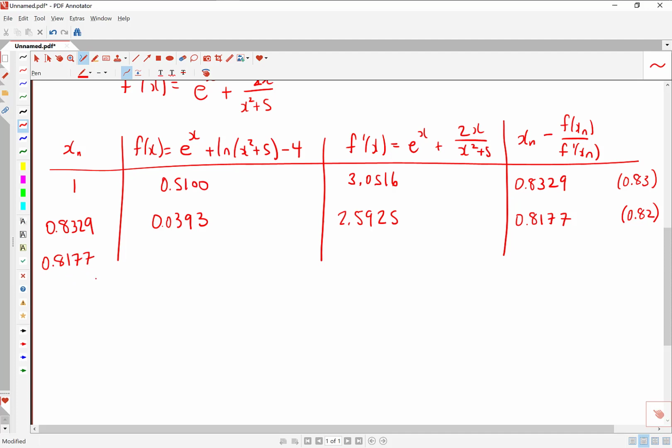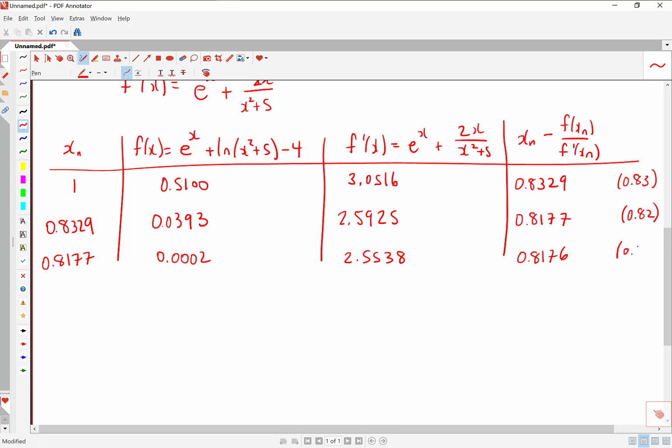So let's take 0.8177, plug it into our function. You get 0.0002. So what I would encourage you to do is check at least some of these values on your calculator. Make sure you're comfortable plugging it in. Let's take 0.8177, put it into our derivative. So that's 2.5538. And then finally, for our last step, the way we get our next x value is we take our current x value and subtract off the value of the function divided by the value of the derivative. So that would look like that. And if we put that into our calculator to 4 decimal places, that comes out to 0.8176.